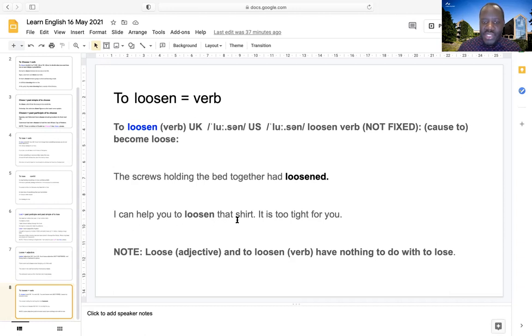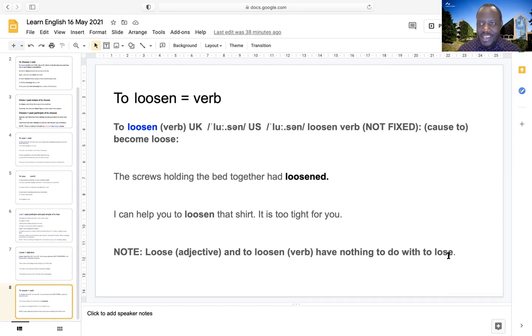I can help you to loosen that shirt. It is too tight for you. So now you have all seen that loose, which is an adjective, and loosen, which is a verb, while these two are connected, they have nothing to do with to lose. Okay, so do not again confuse these words.